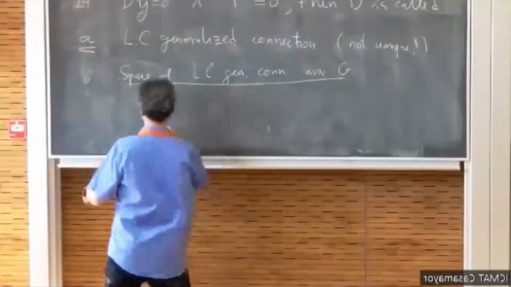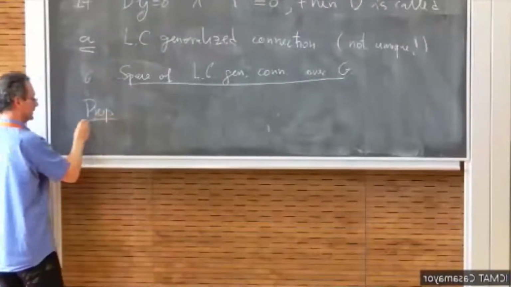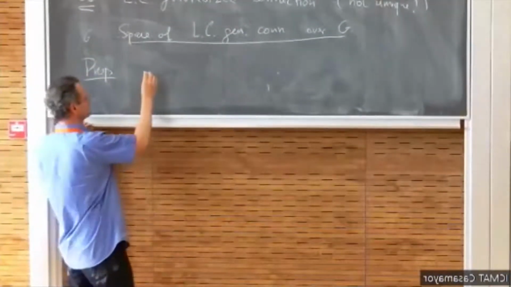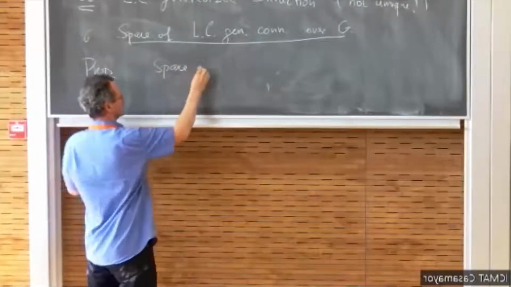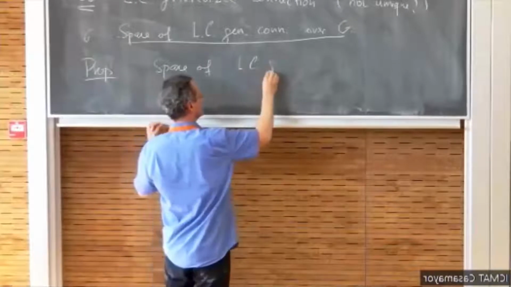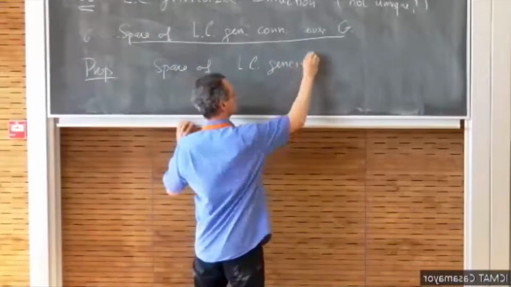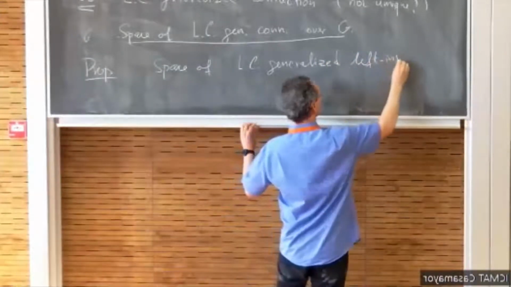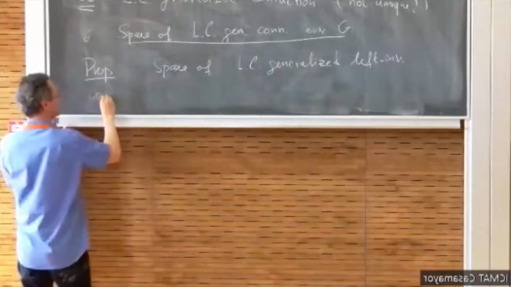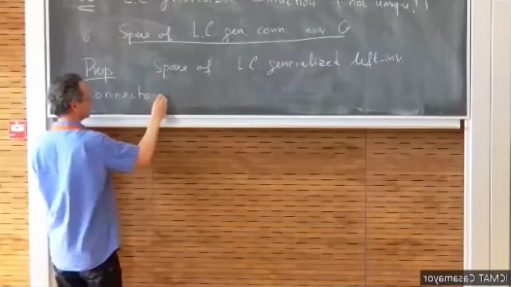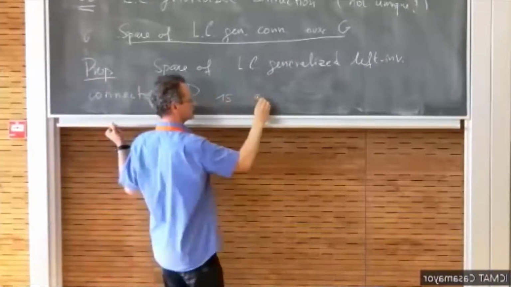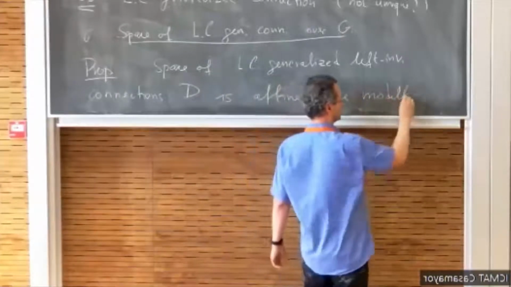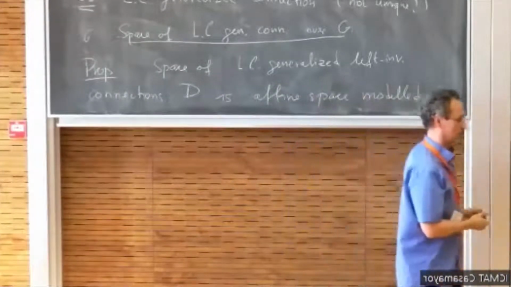And the result is that this is an affine space. In fact, this affine space can be, after choice of an origin, identified with a finite dimensional vector space. The space of Levi-Civita generalized, of course, left invariant connections, is an affine space modeled on the first generalized prolongation of the special orthogonal group.